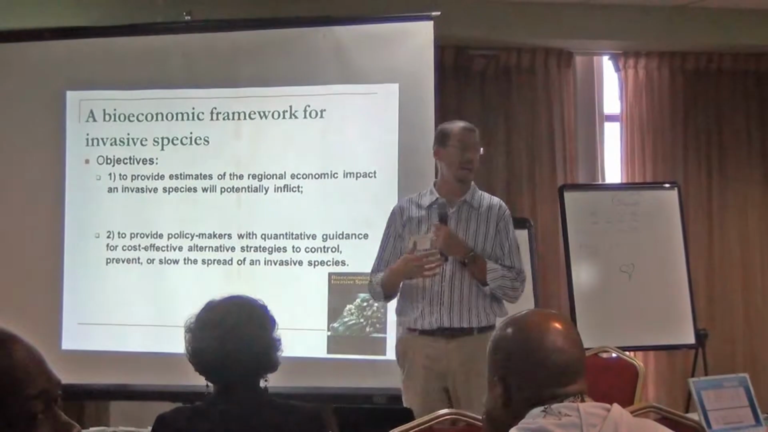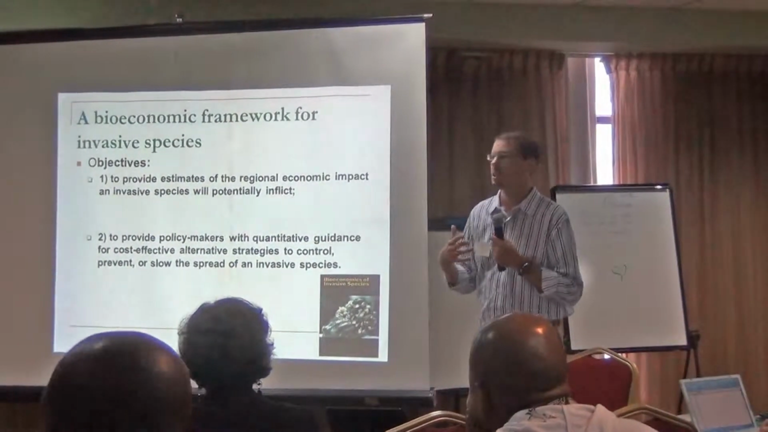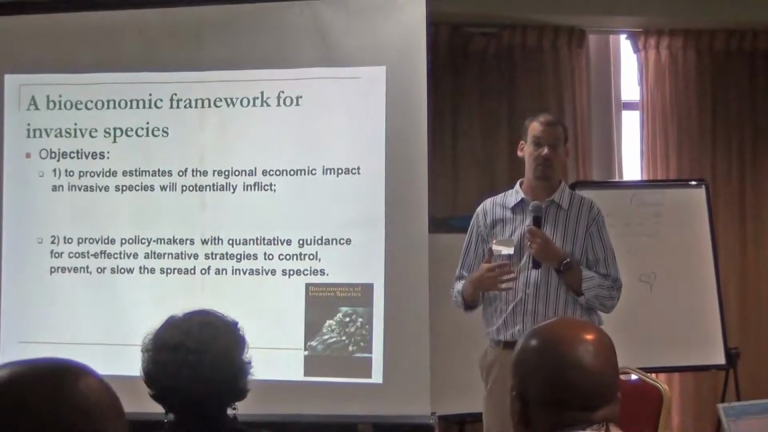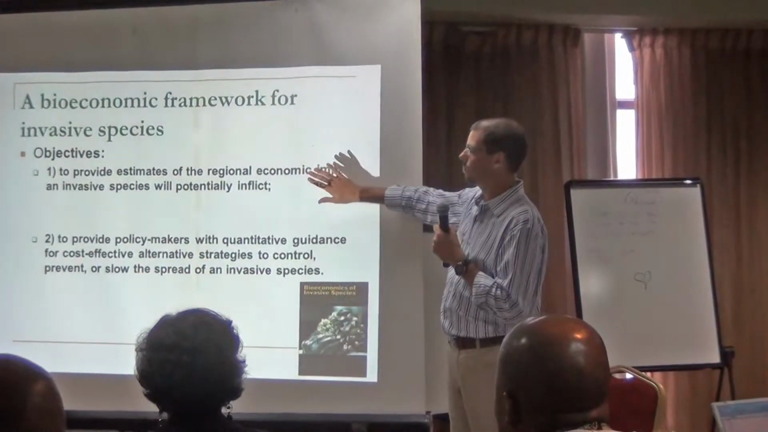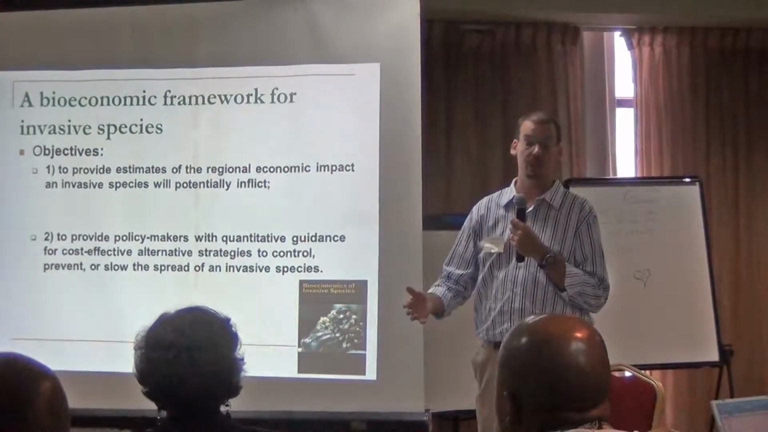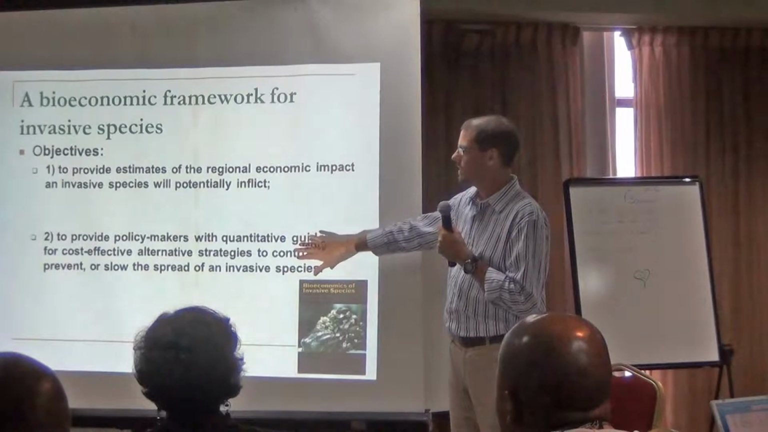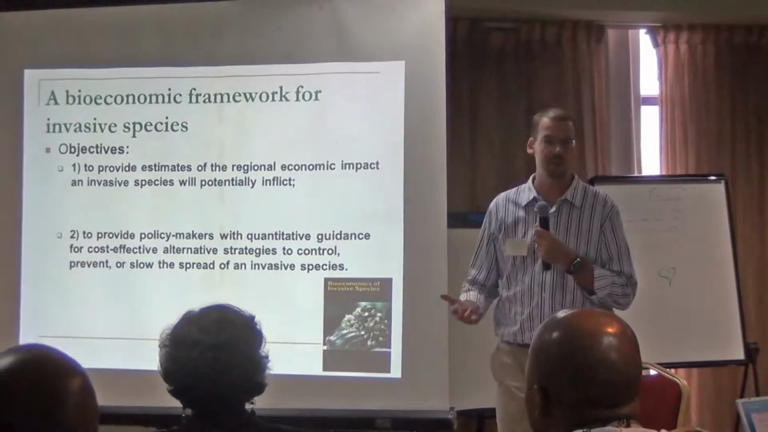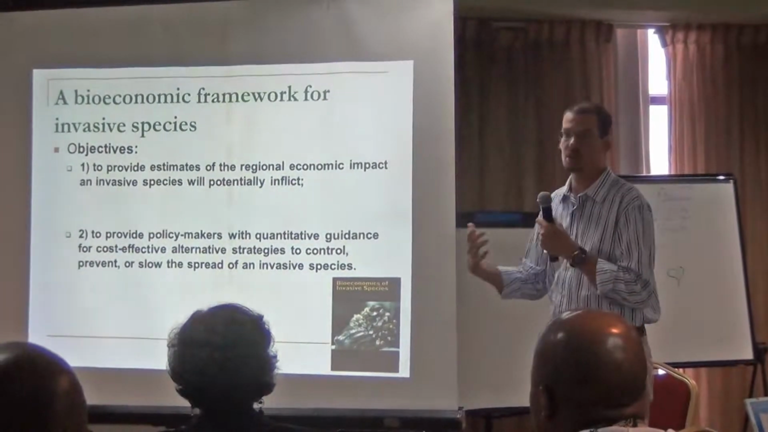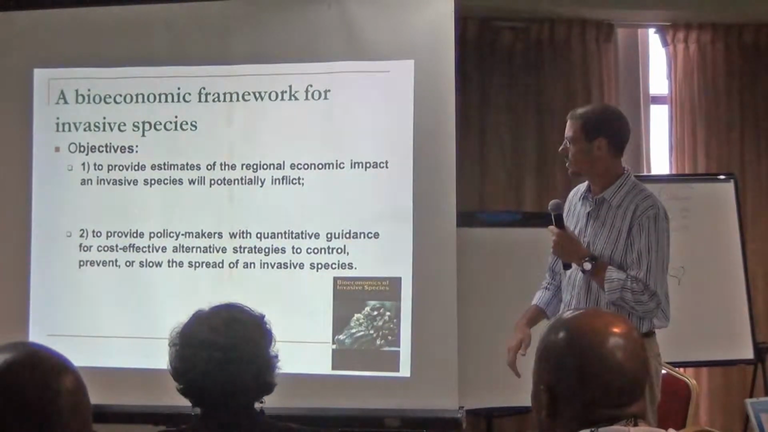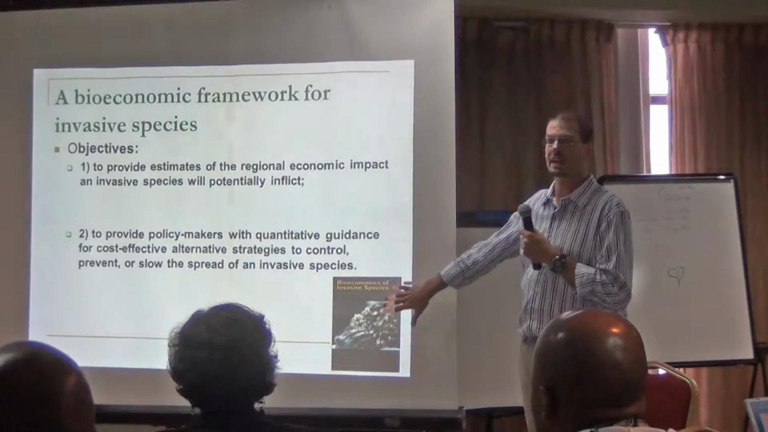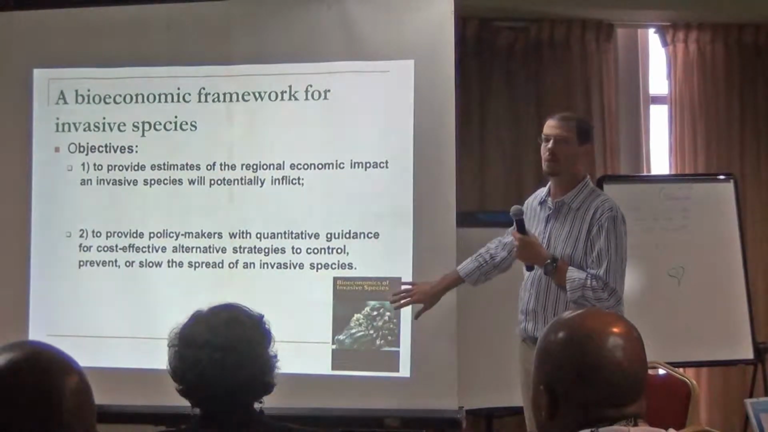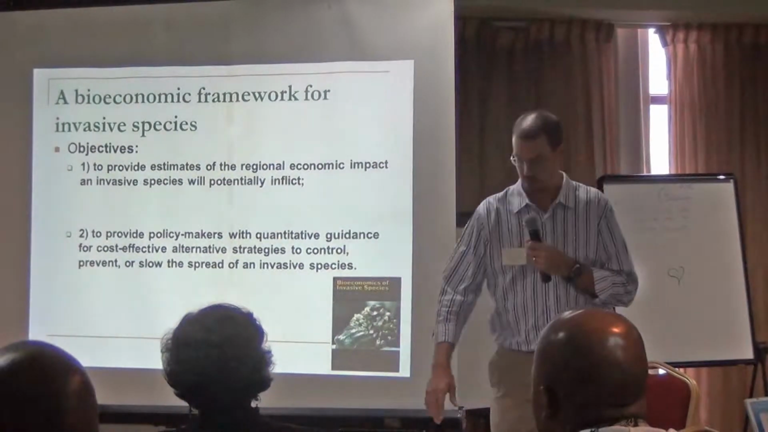Yesterday we had a lot of conversation about what the current impacts are. We're trying to look at predictions. What are things going to impact? And then once we do that, hopefully we can provide policymakers with quantitative guidance about control, prevention, slowing the spread of invasive species, and so forth. So this book goes through how we achieve those objectives.